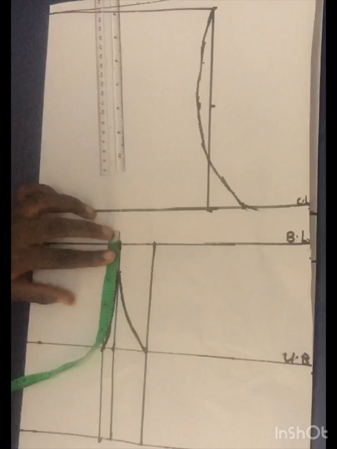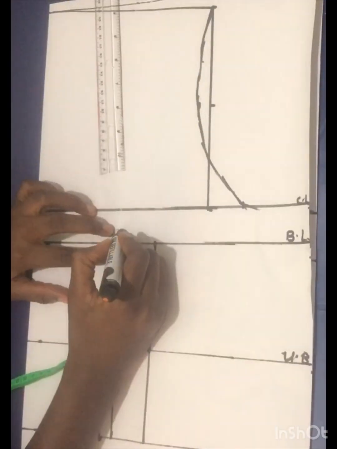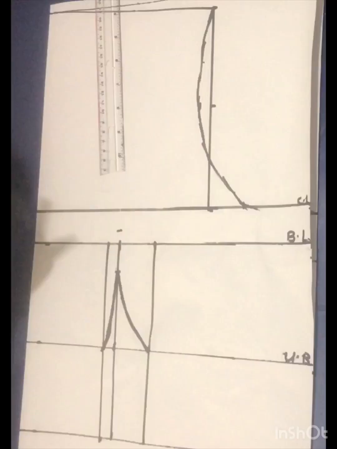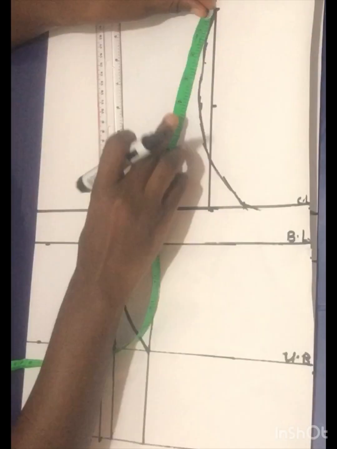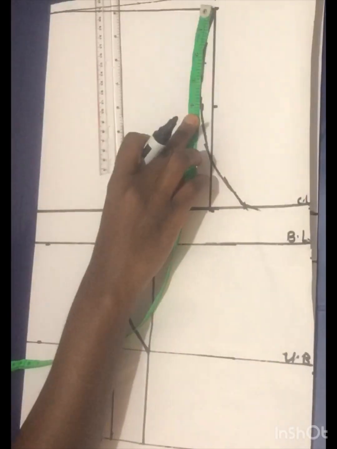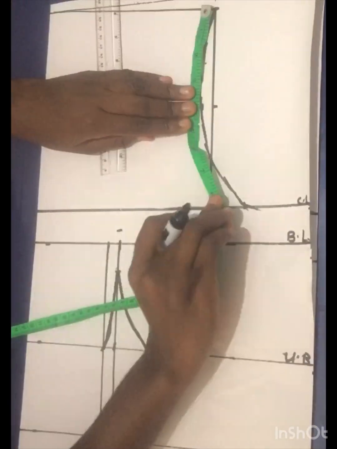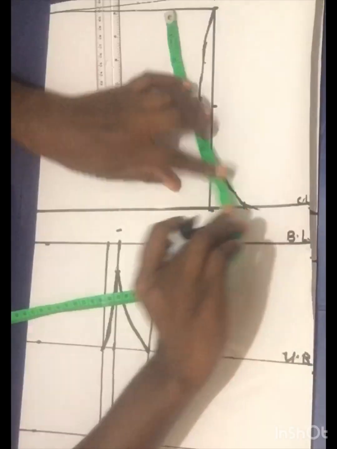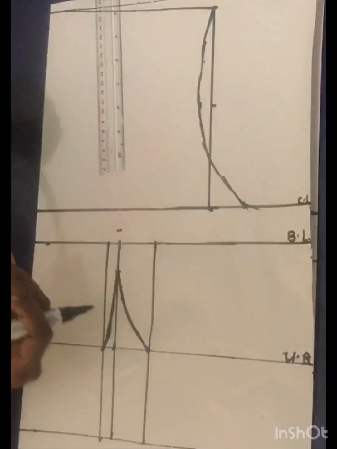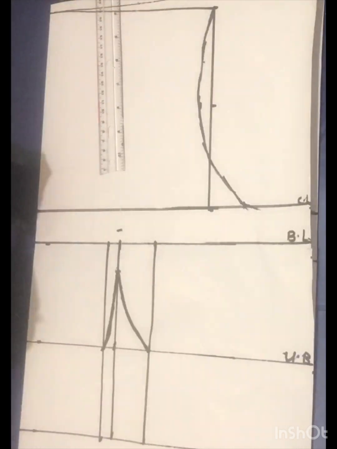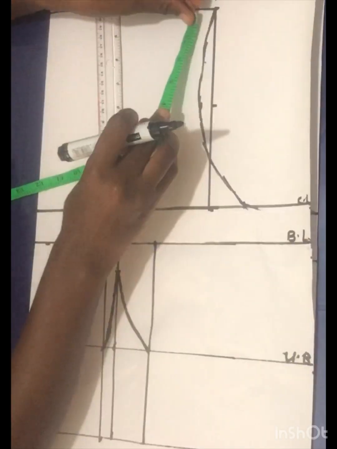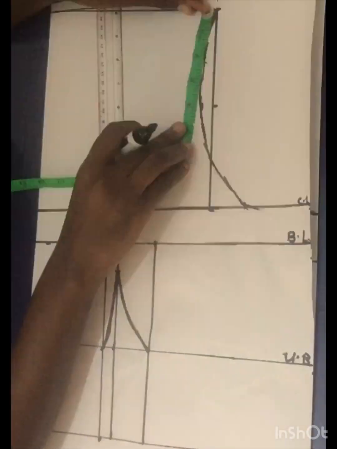The next thing we are going to do is to come up by 1/2 inch on our bust line, and we are going to measure round the armhole. We will divide it by 2 and mark it. Our new armhole, we are going to measure it round, divide it by 2, and then mark it.